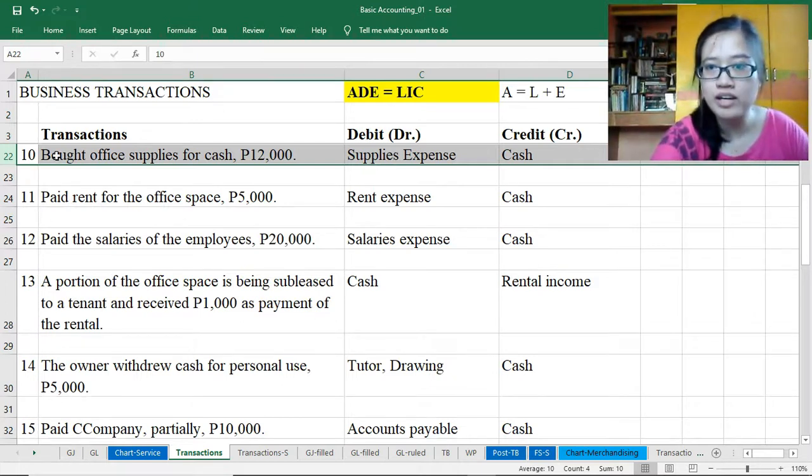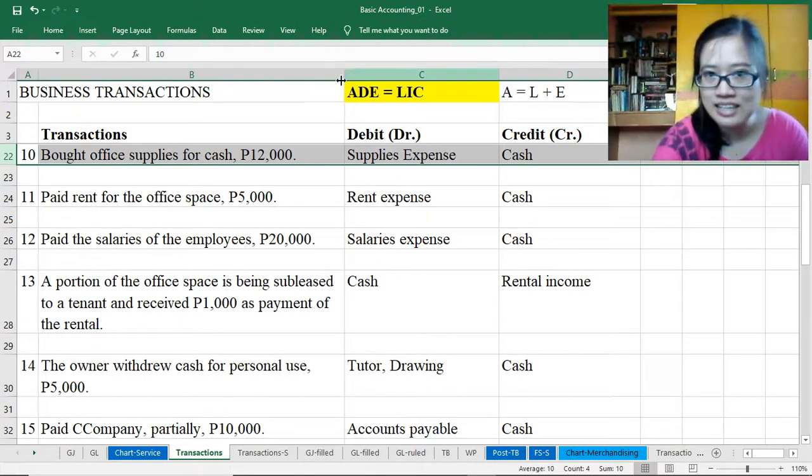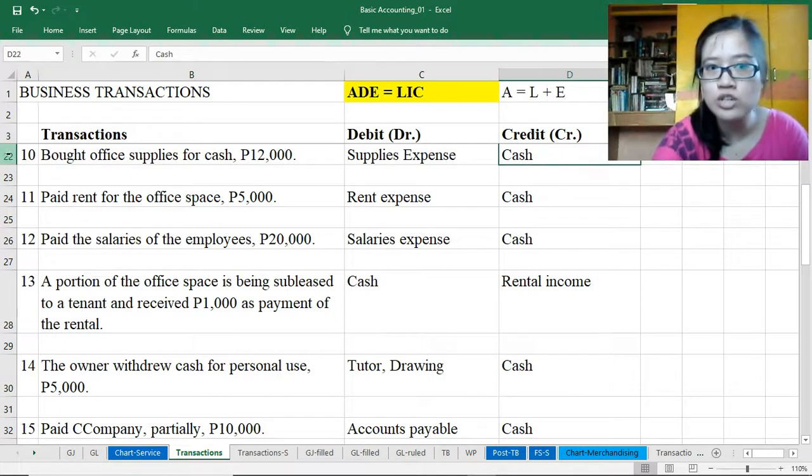Okay, so again, bumili ng office supplies for cash. So, ano yung affected accounts natin? Asset, nabawasan kasi nagbayad in cash. Binili yung supplies in cash. And then, another affected account would be expenses, kagastusan. So, nagkaroon din ng increase in expenses naman. Okay? So, yung debit account natin would be expense, supplies expense. Tapos, yung credit account would be decrease in asset kasi. So, although debit ang normal balance ng asset, since decrease yung nangyari, credit natin siya, credit to cash.